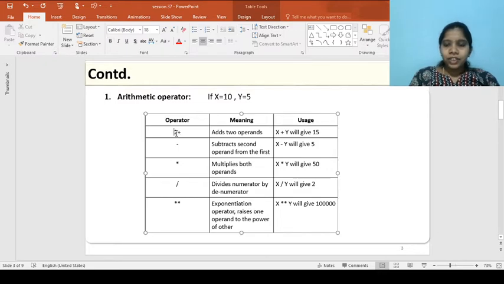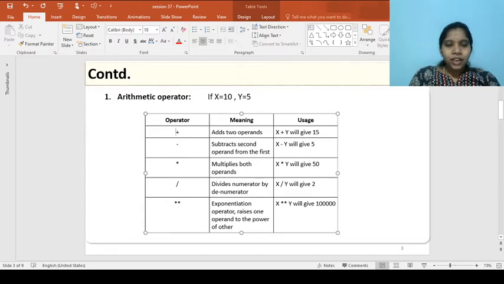Here the first is the addition operator, which is used to add two operands. Next we have the minus operator. The minus operator is used to subtract the second operand from the first operand. The next arithmetic operator is the multiplication operator, which is used to multiply two operands.